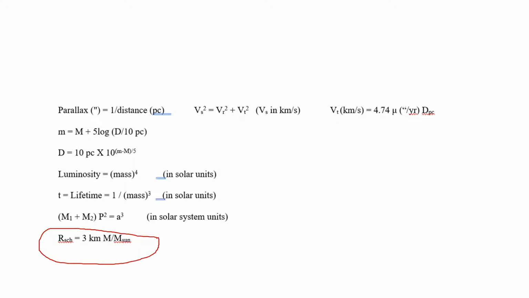So here you can see that the Schwarzschild radius, r equals 3 kilometers times the mass divided by the mass of the sun. So this is going to be in solar mass units. So it's 3 kilometers for every solar mass.